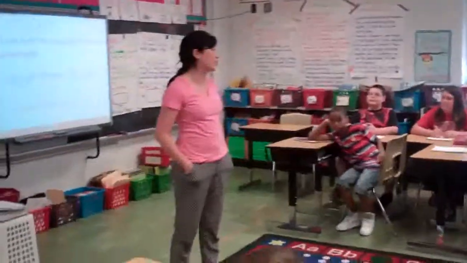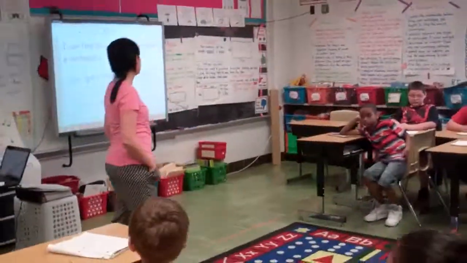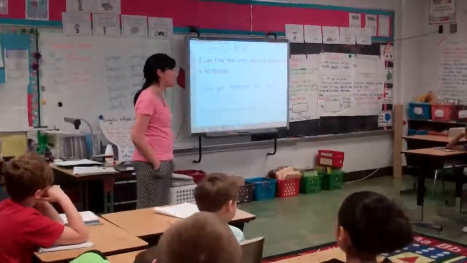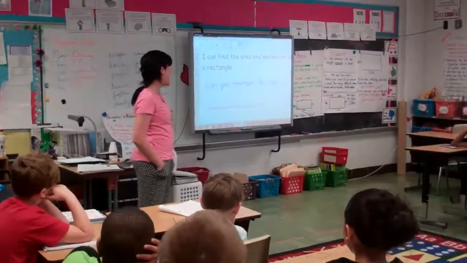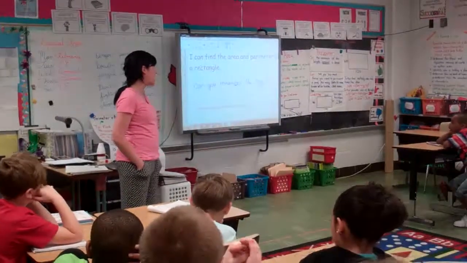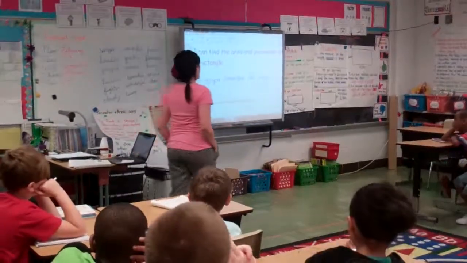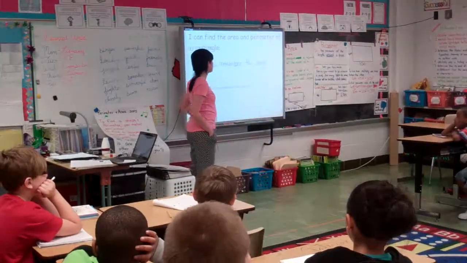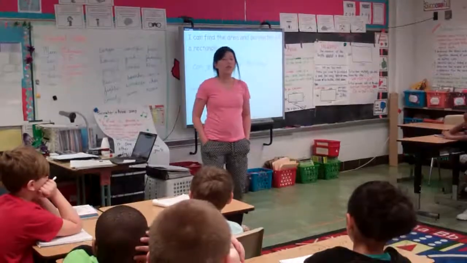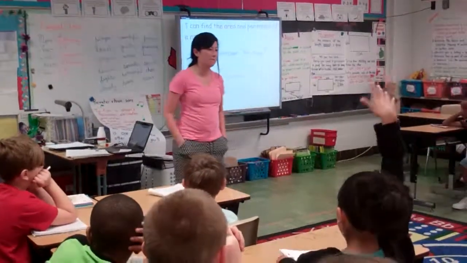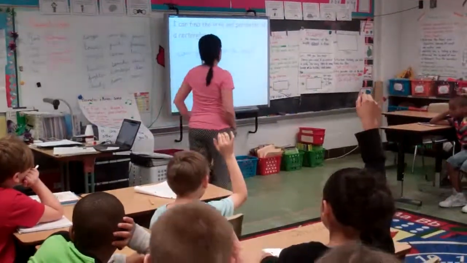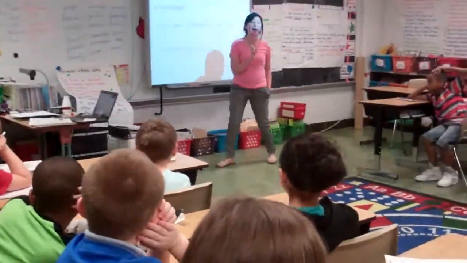Area and the perimeter of a rectangle. So I want you all to read yesterday's I can statement with me on 2.1.2. I can find the area and perimeter of a rectangle. All right. Raise your hand if you can remember the song that we've been singing. Good. I want to hear you all sing it to me nice and loud without shouting.